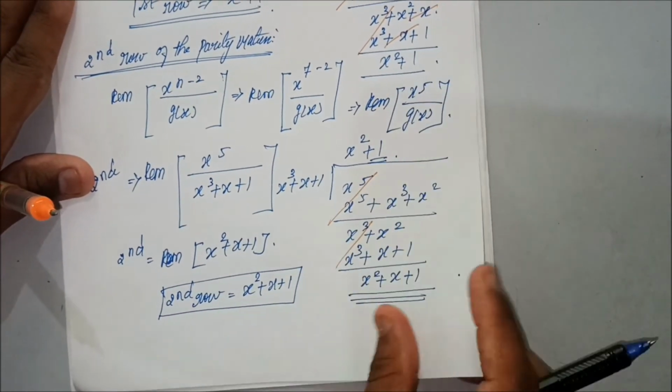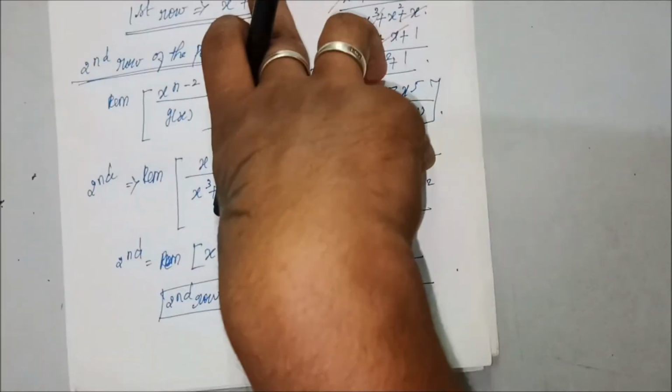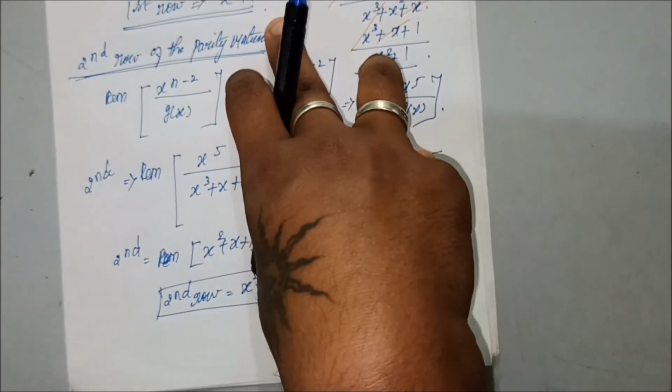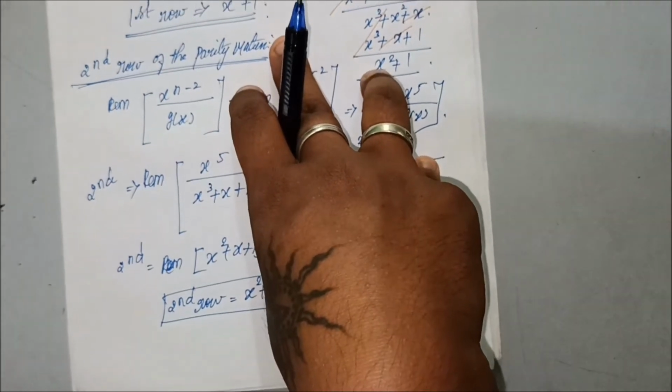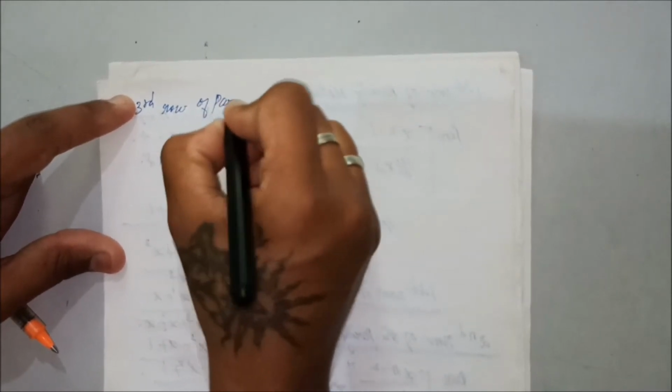Okay, so the next step is to find the third row. Totally there are 4 rows, and we have to find all 4 rows' values. So next I am going to find the value for the third row. Okay, so let us calculate the third row of the parity matrix.